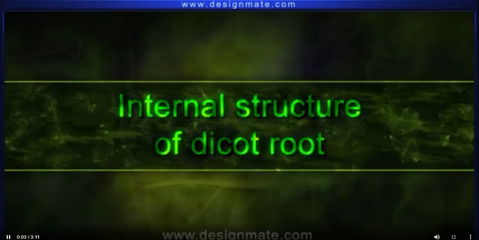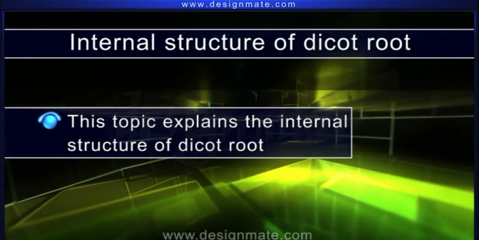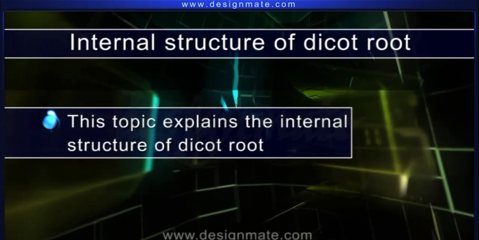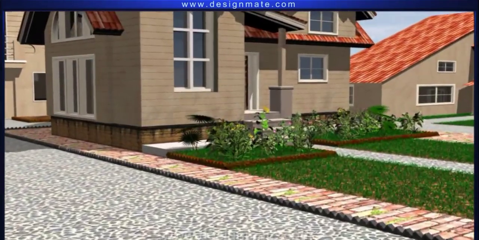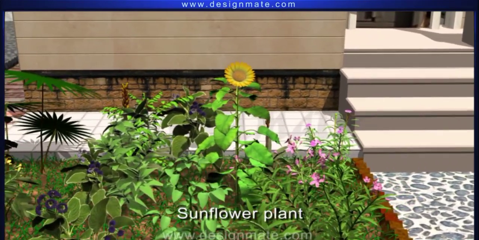Internal structure of dicot root. This topic explains the internal structure of a dicot root. Let us observe a sunflower plant, which is a dicot plant.